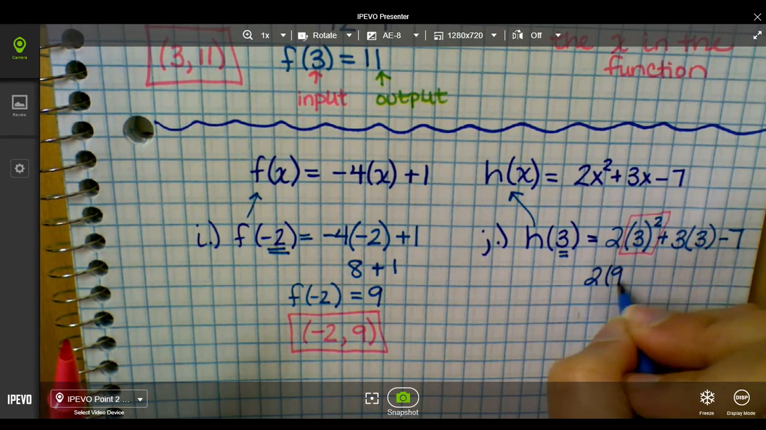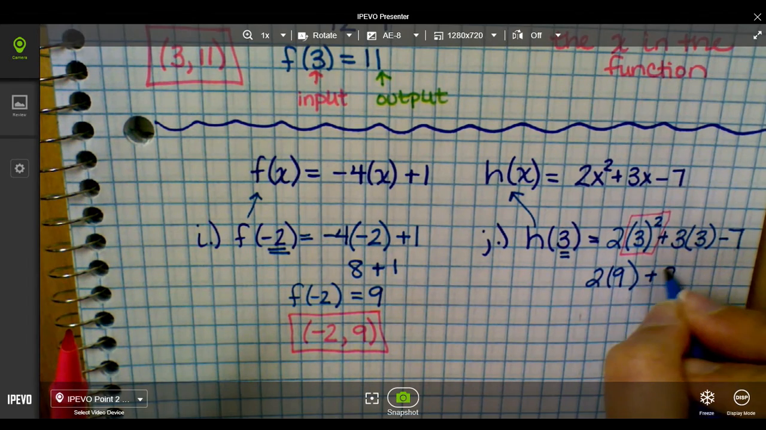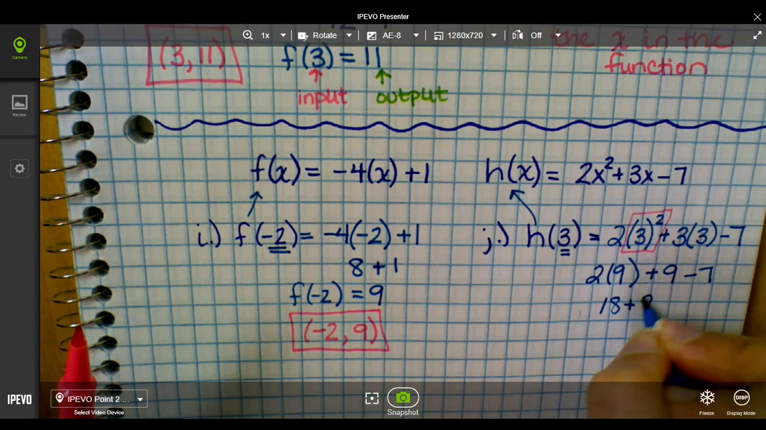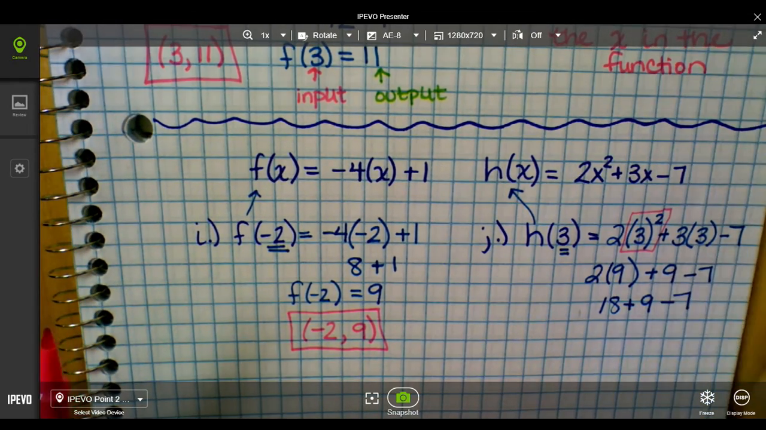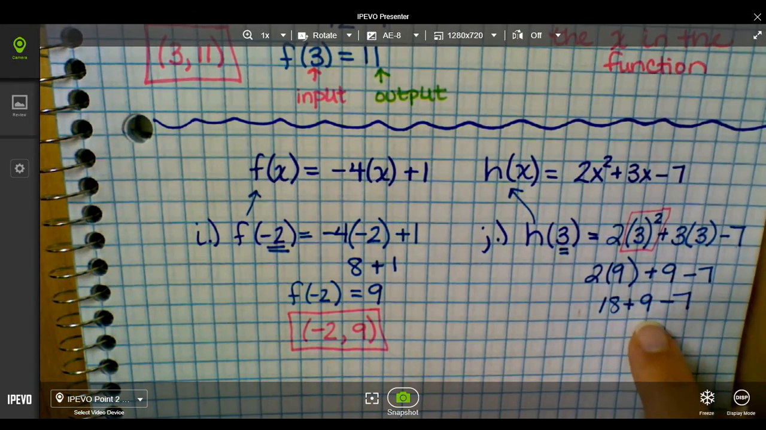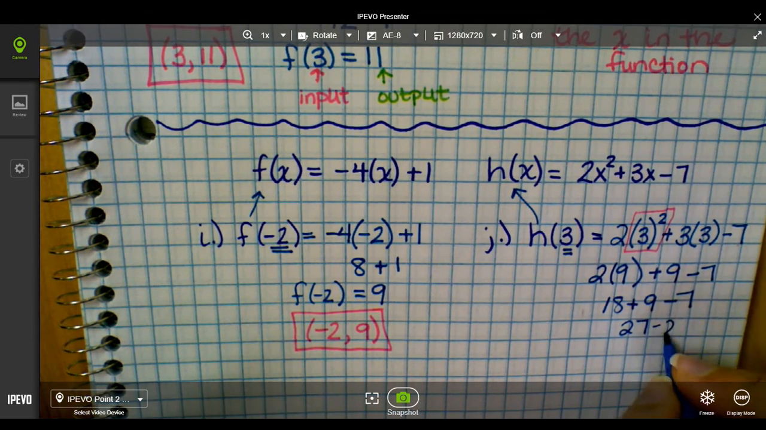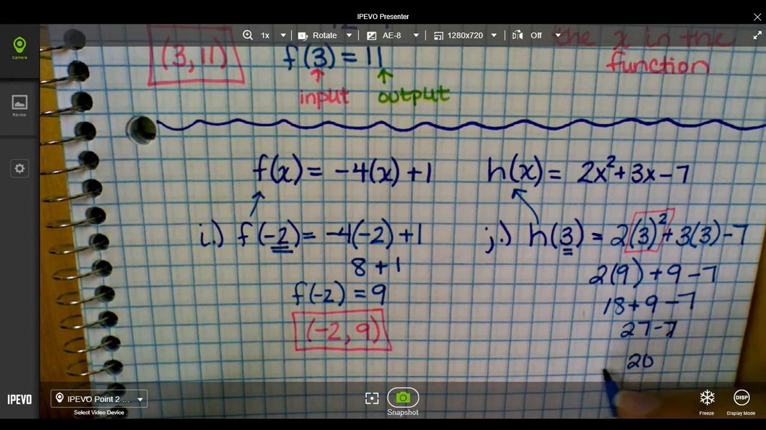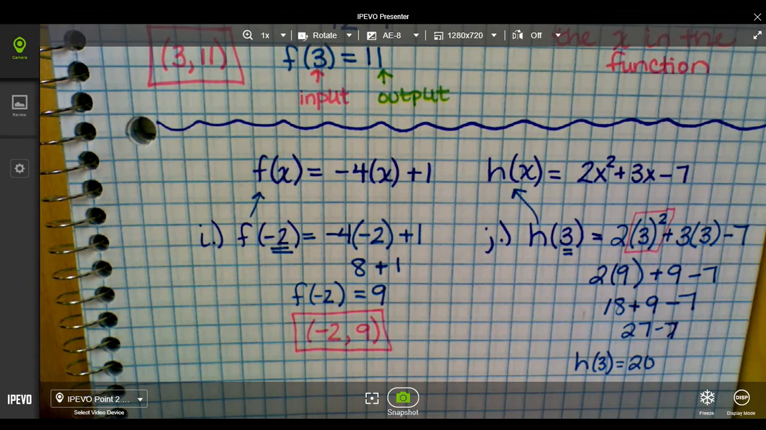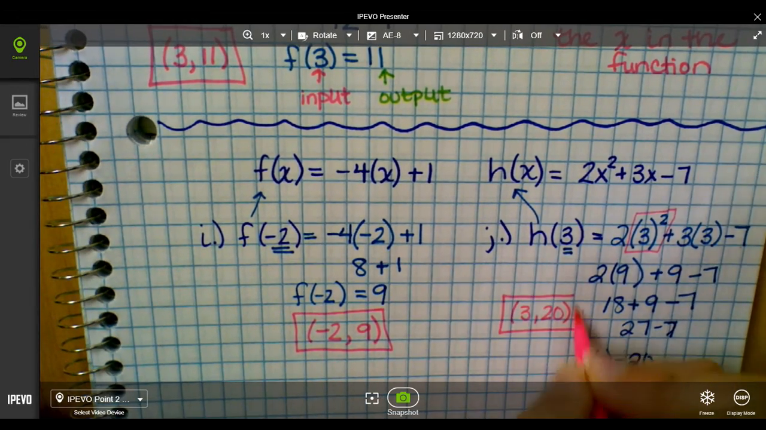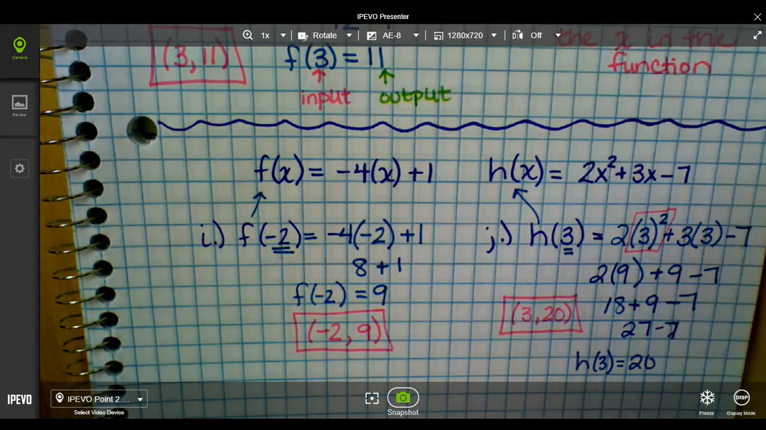So this is going to be 2 times 9. I can multiply these guys right away. 3 times 3 is also 9. -7. 2 times 9 is 18, plus 9 minus 7. And then 18 plus 9 is 27. 27 minus 7 is just 20. So that means h of 3 equals 20. That means if I was going to graph this parabola, when I plug in 3, I get out 20. That means the point (3, 20) is going to be on my graph.